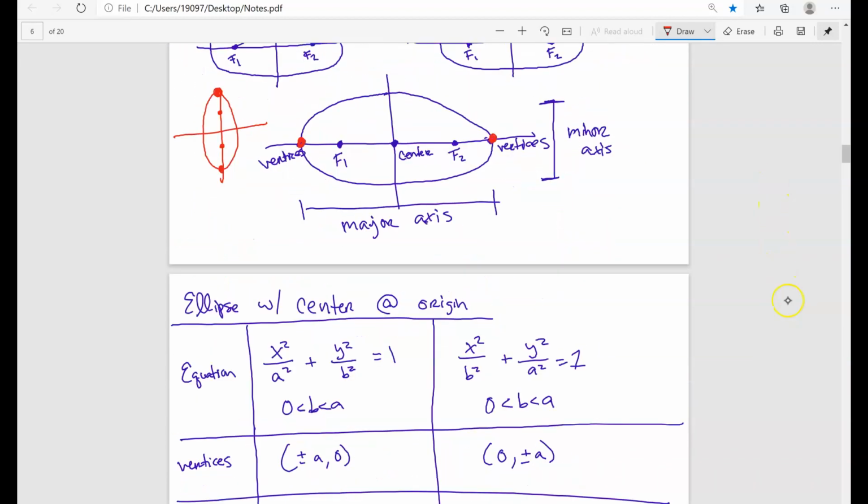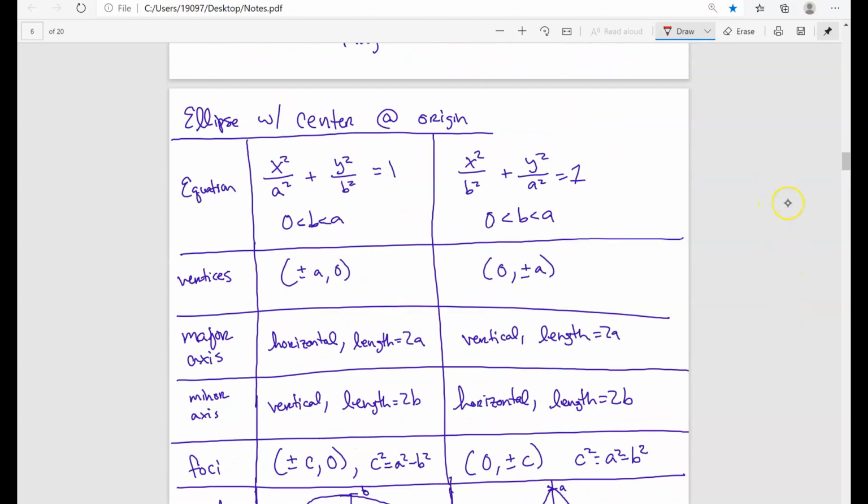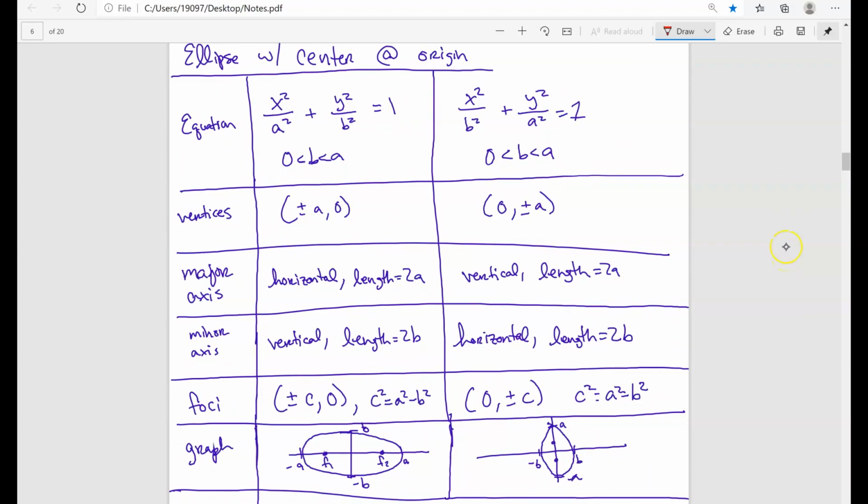Let me tell you a couple of equations about ellipses with center at the origin. Feel free to copy this down. Ellipses have the following equation. It's like the equation of a circle, x squared plus y squared equals 1, but now everything is divided by a factor: a squared over the x, b squared over the y. You can also have the b and the a on the other side. This is if you have a horizontal ellipse.